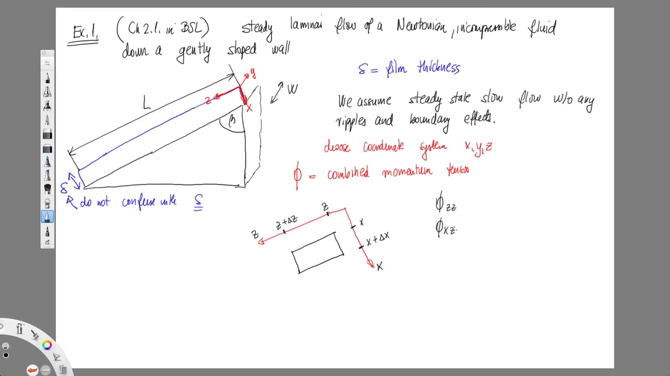So the first thing that we want to look at is Z momentum transfer. So my phi ZZ is essentially its transfer across this Z plane. So it shows up on these two sides of my shell volume. And since I'm in a coordinate system, this part I'm going to say it's coming in, and this part it's coming out. So basically I have my phi ZZ. Phi ZZ, and I'm going to have notation phi ZZ at Z, meaning I'm evaluating it for this Z direction.